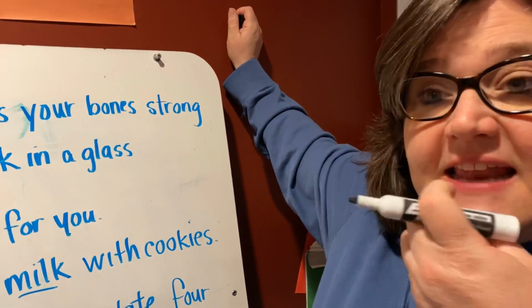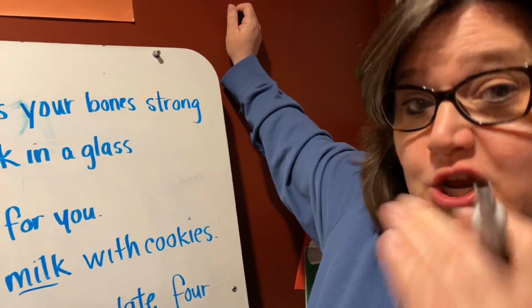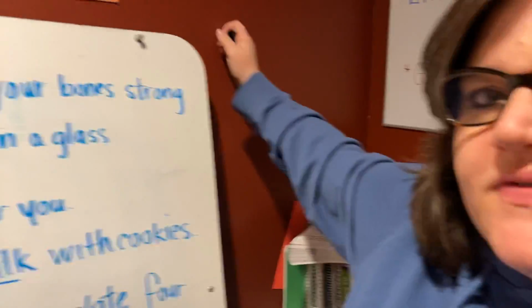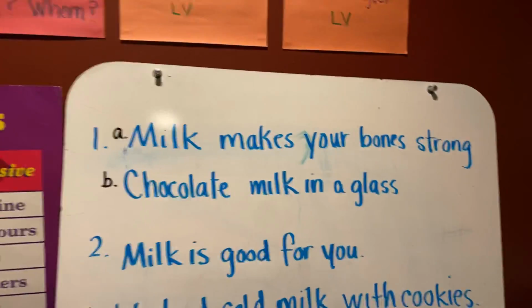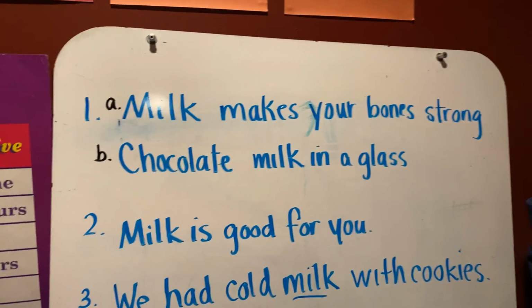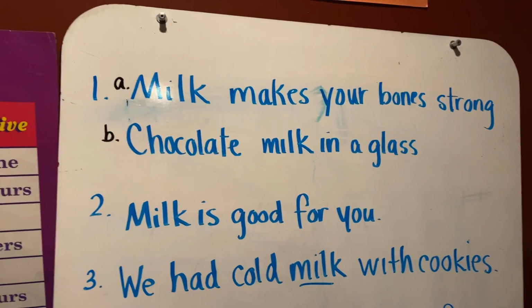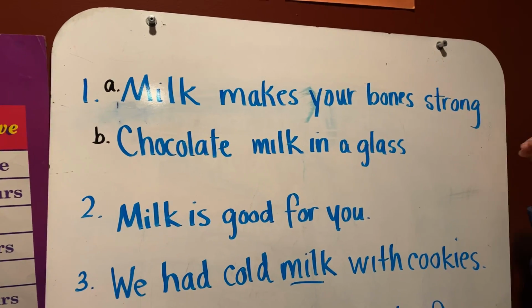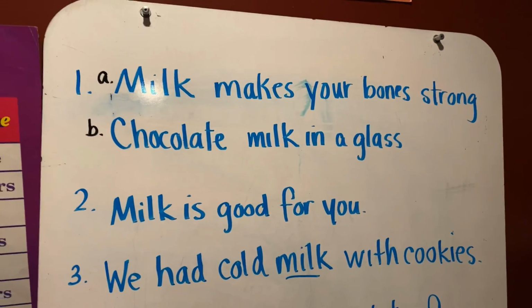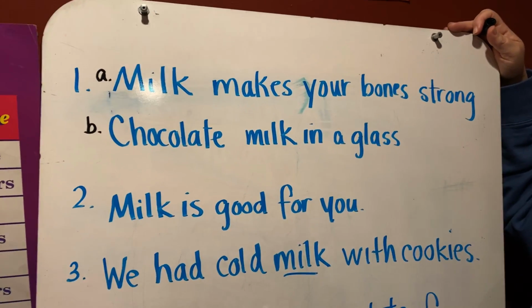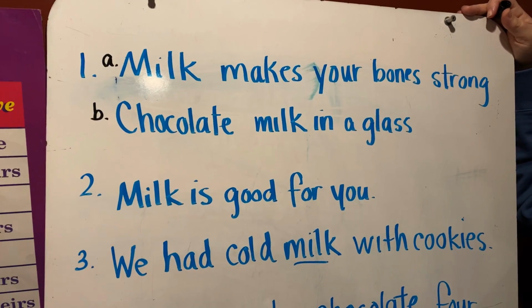Now listen, guys, think about your assignment last week when we talked about fragments, remember? Sometimes they can have a subject and no predicate, and sometimes they have the predicate and no subject. One of these is in that category. Milk makes your bones strong. Is there a subject in that sentence? Is there a predicate? Okay, let's look at sentence 2. Chocolate milk in a glass. Is there a subject in that sentence? Is there a predicate?